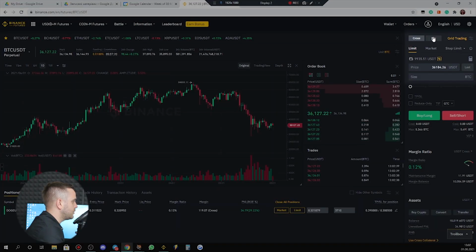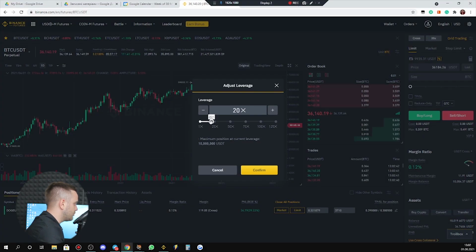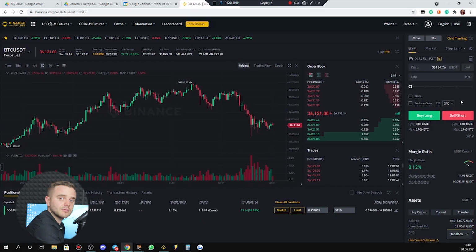After that, first you need to choose leverage. I recommend you set a maximum of 20. I personally set 10x leverage. You don't need bigger leverage on futures when you trade crypto.